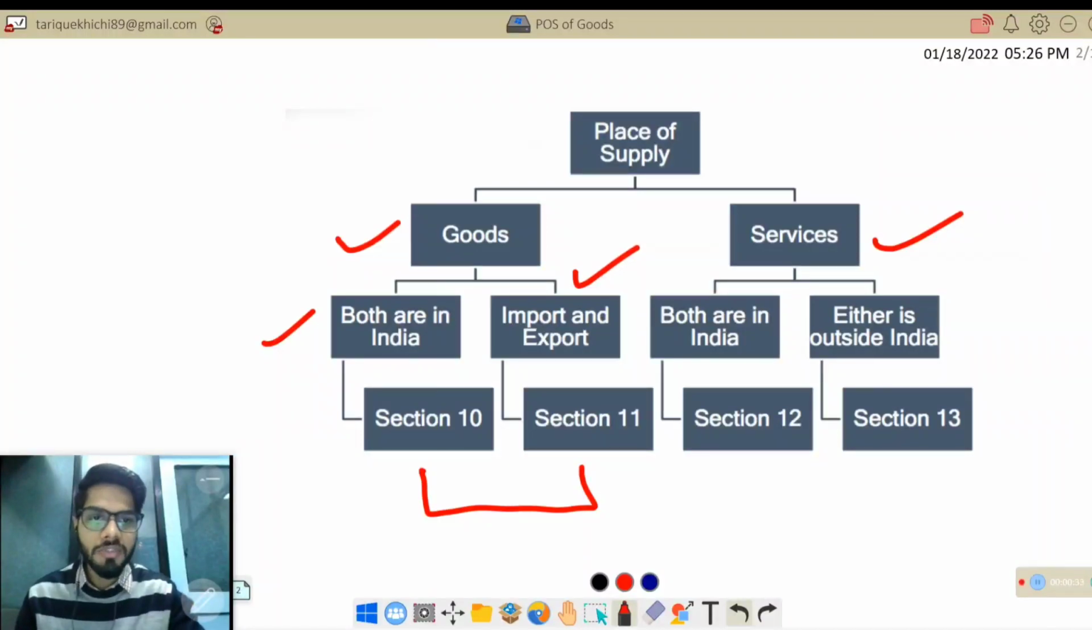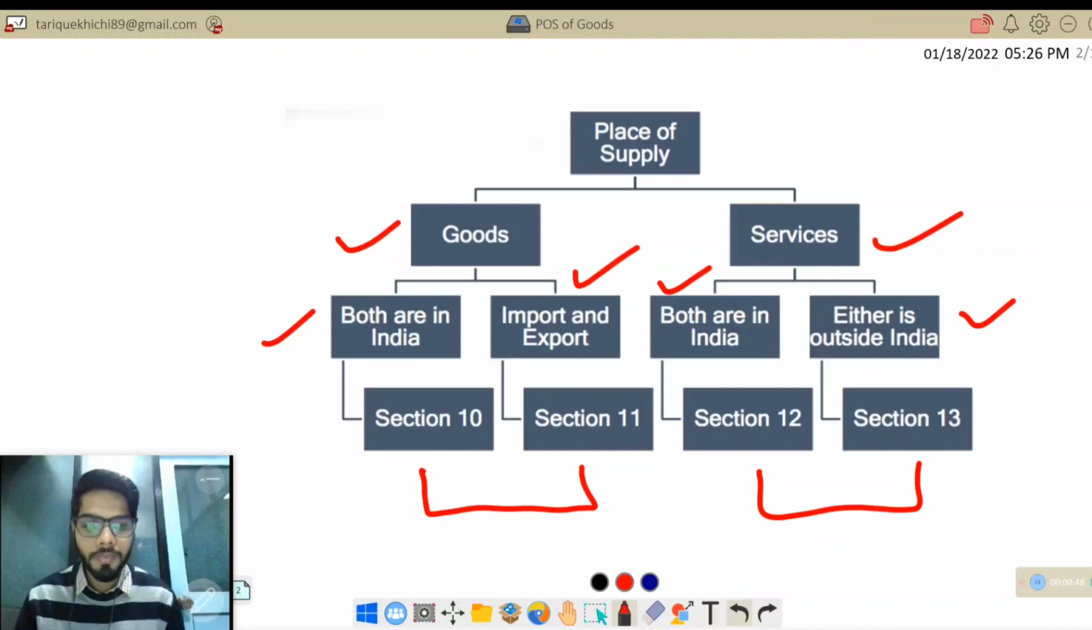Talking about services, which is further divided into two parts: when both the supplier and the receiver of service are in India, and when either one of them is outside India. This is section 12 and 13, covered in the other part of the video. The link is given in the description.